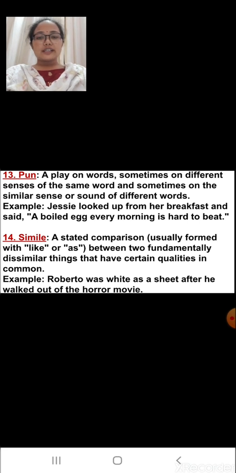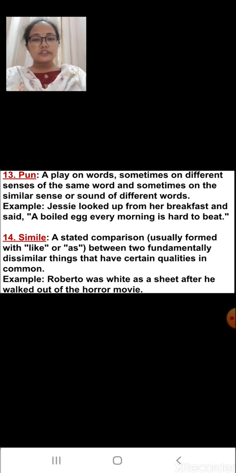The 13th one is pun. A pun is a play on words, sometimes on different senses of the same word and sometimes on the similar senses or sound of different words. For example, Jessie looked up from her breakfast and said, "A boiled egg every morning is hard to beat."